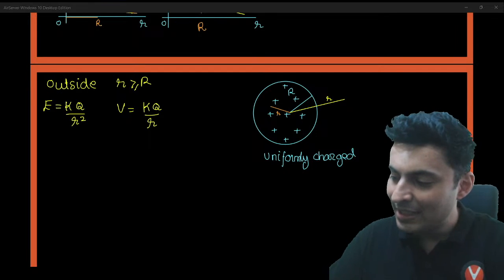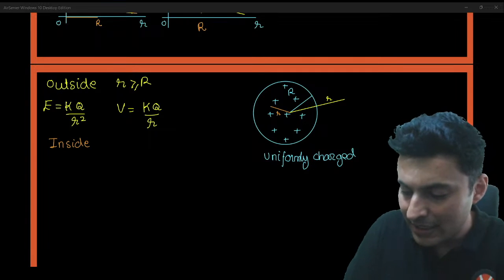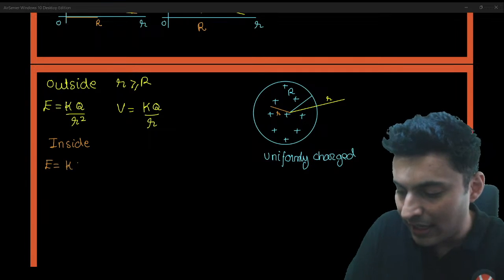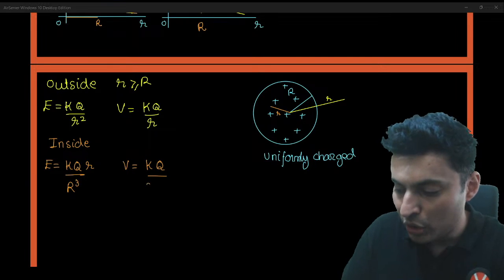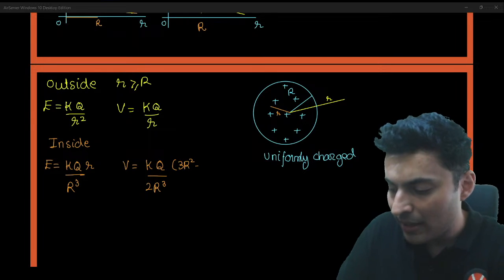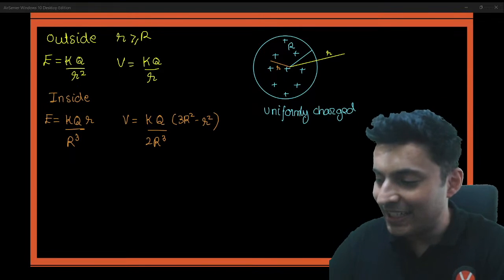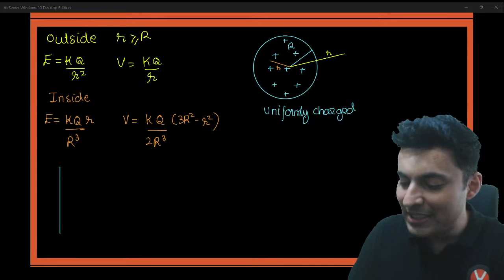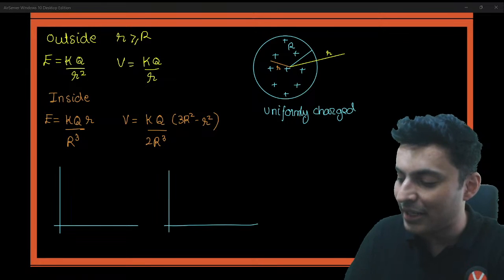So next thing, when you are inside, the field formula is KQr divided by R cube, and the potential formula is KQ divided by 2R cube, and here you have 3R square minus r square. Okay, now is the tricky question. Let's see how many of you geniuses can figure out how these graphs look like. Maybe you can put it up in your running notes.